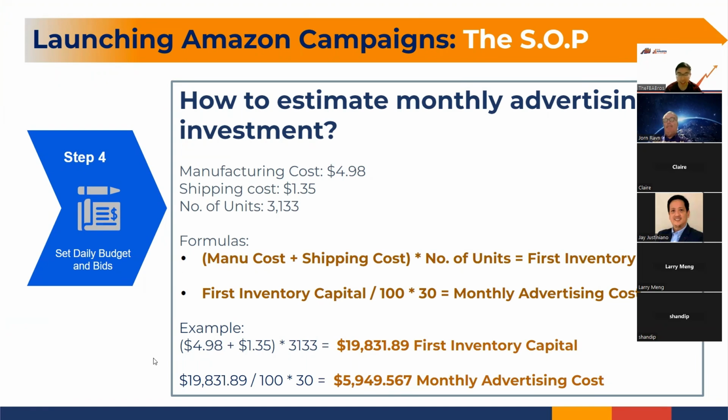So for example, in this case, my egg pen, this is the amount that I buy. My first inventory order is about $20,000, and this is for 100 days. So I just divide 100 times 30. So I can expect to spend this amount on PPC in the first month, or at least the average over the 3 months period, the monthly advertising cost.